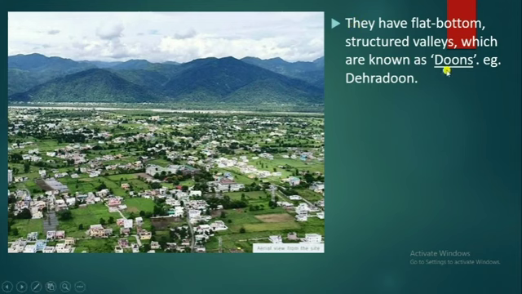So what is the meaning of dune? See here, these are the mountains. Mountains will be on all sides. So when the rain happens, the sand will flow down, and the middle part will become just like a playground. See, it is flat, fully flat. So this kind of flat bottom structured valley is known as a dune.